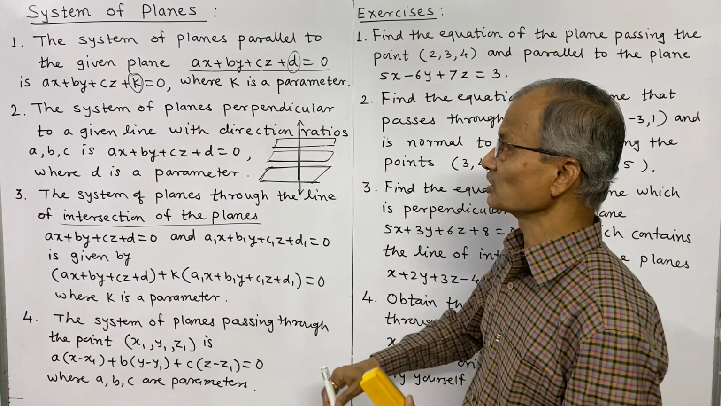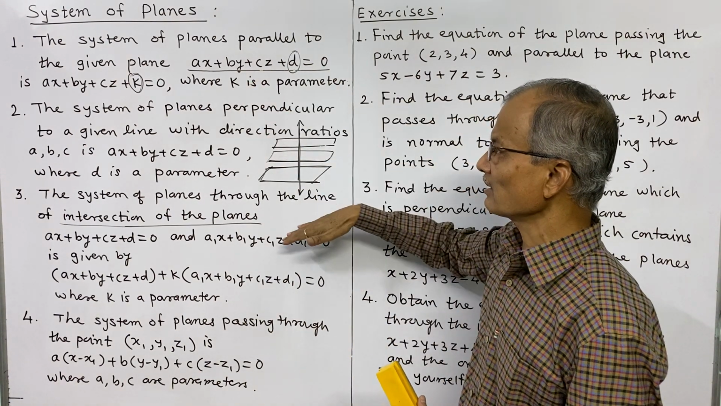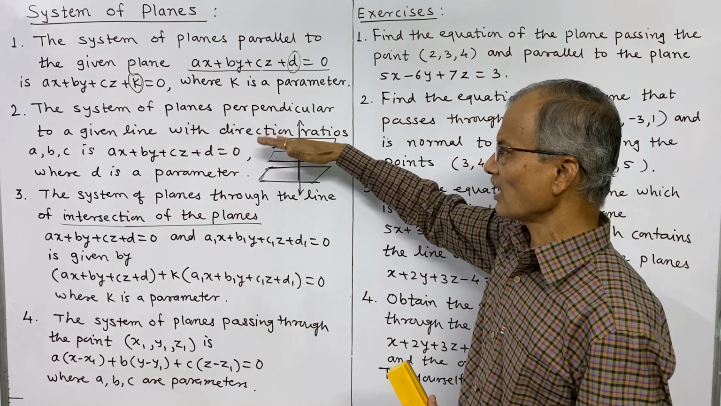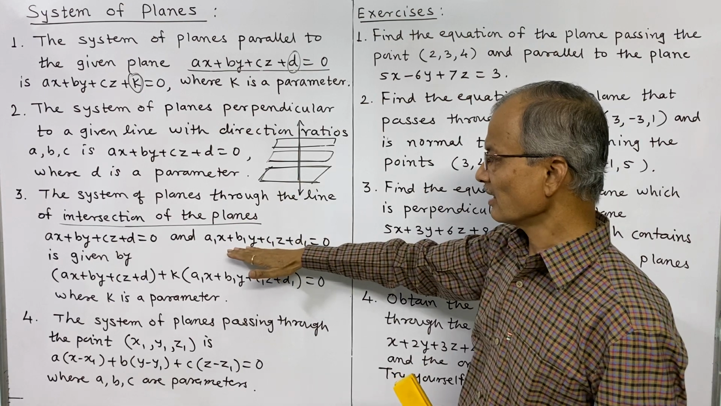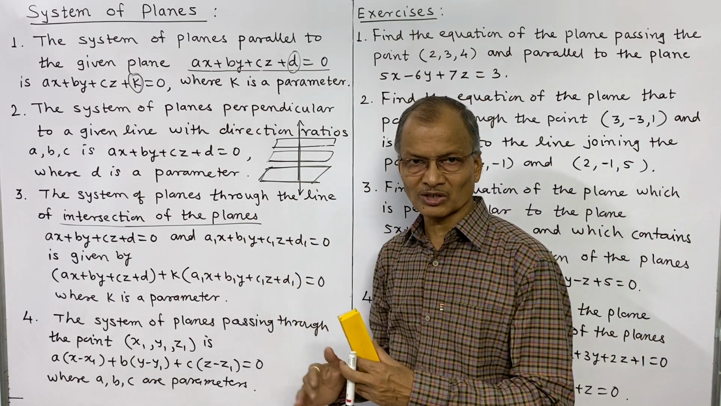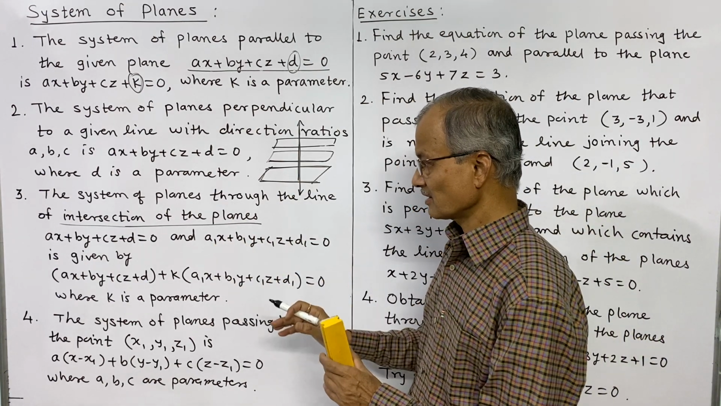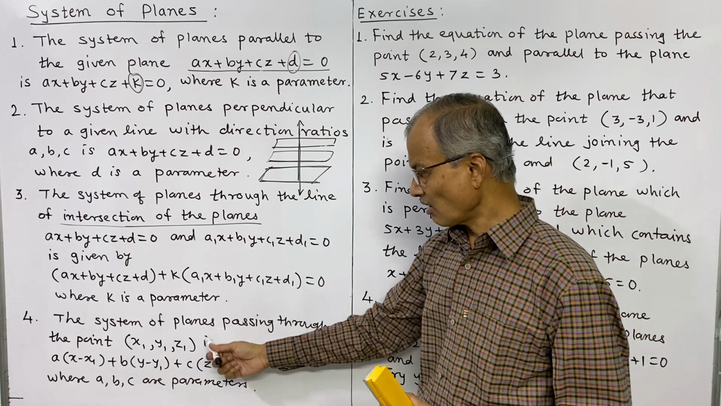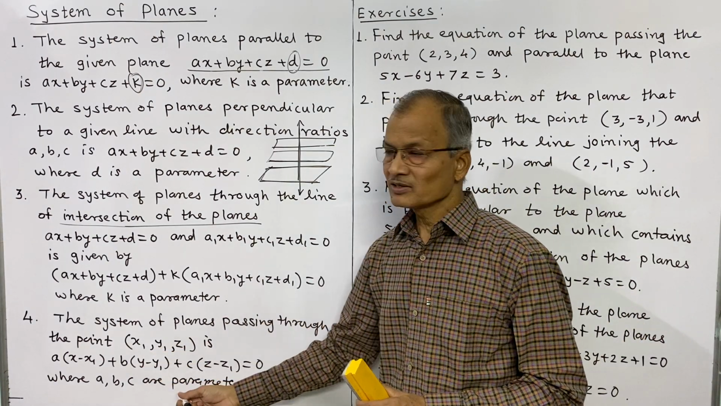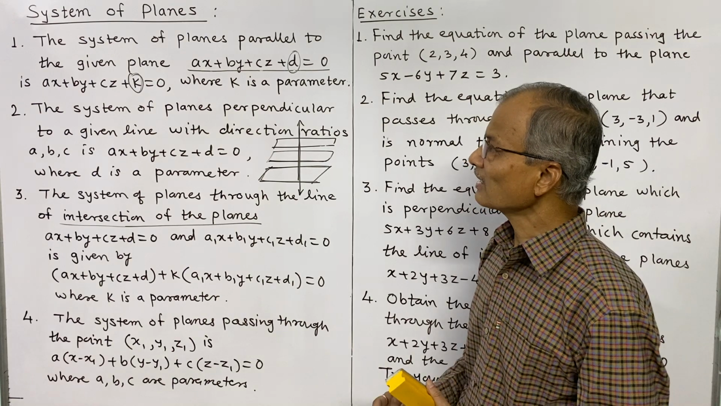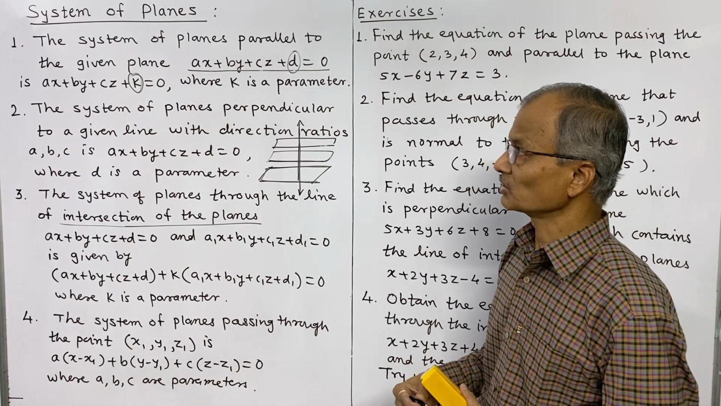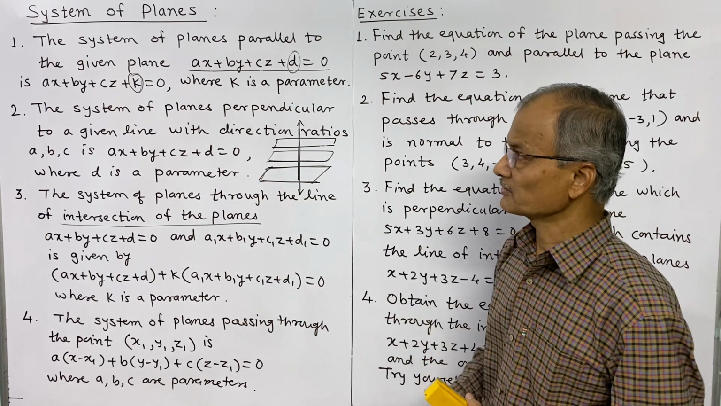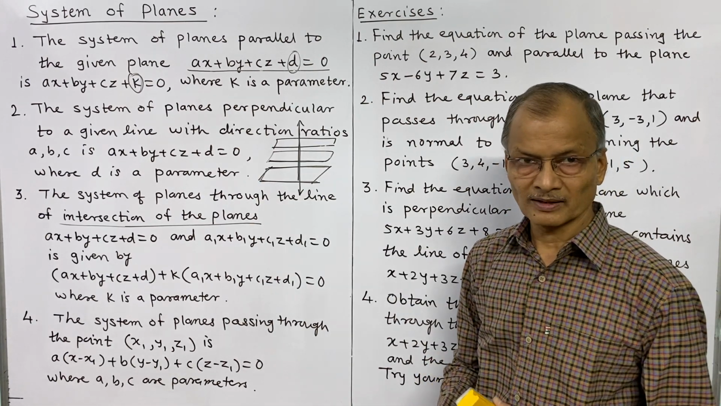So actually the system of planes will be a set of infinitely many planes which satisfy different conditions. First, the planes are all parallel. Second, the planes are all perpendicular to a given line. Third, the planes pass through the intersection of two planes, and the last is all the planes pass through a fixed point. So in this way we can write the system of planes under the given condition. These are the four types of system of planes that we have written.